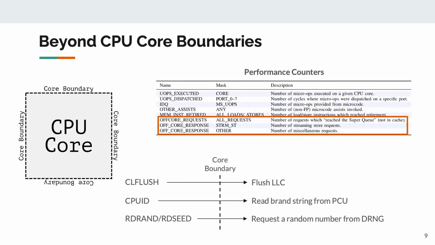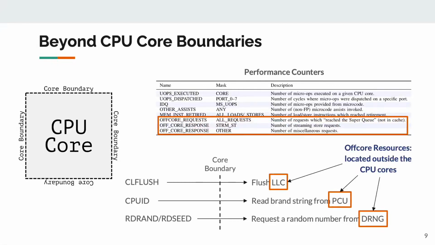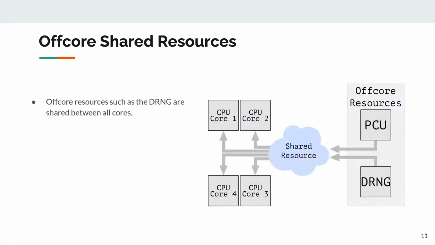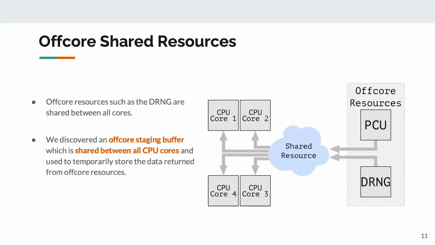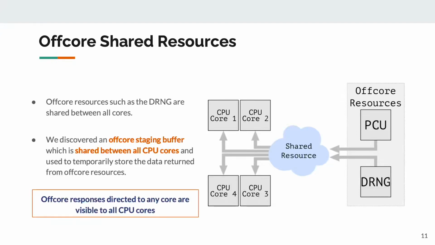Lastly, when we execute the RDRAND instruction, it needs to go off-core to obtain a random number from the digital random number generator. As you can see, all these are system-wide resources and are located outside of the CPU core. Resources such as the digital random number generator are shared between all cores, and we discovered an off-core staging buffer, which is shared between all CPU cores and is used to temporarily store the data returned from these off-core resources. And therefore, all off-core responses directed to any core are actually visible to all CPU cores in the system.